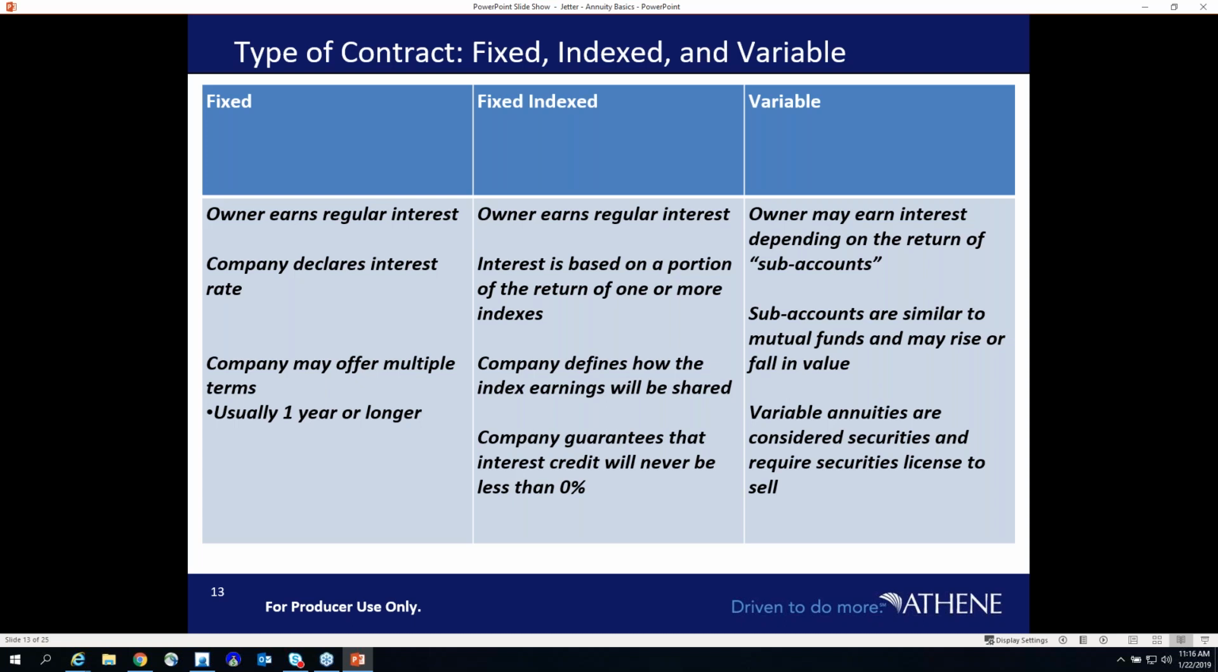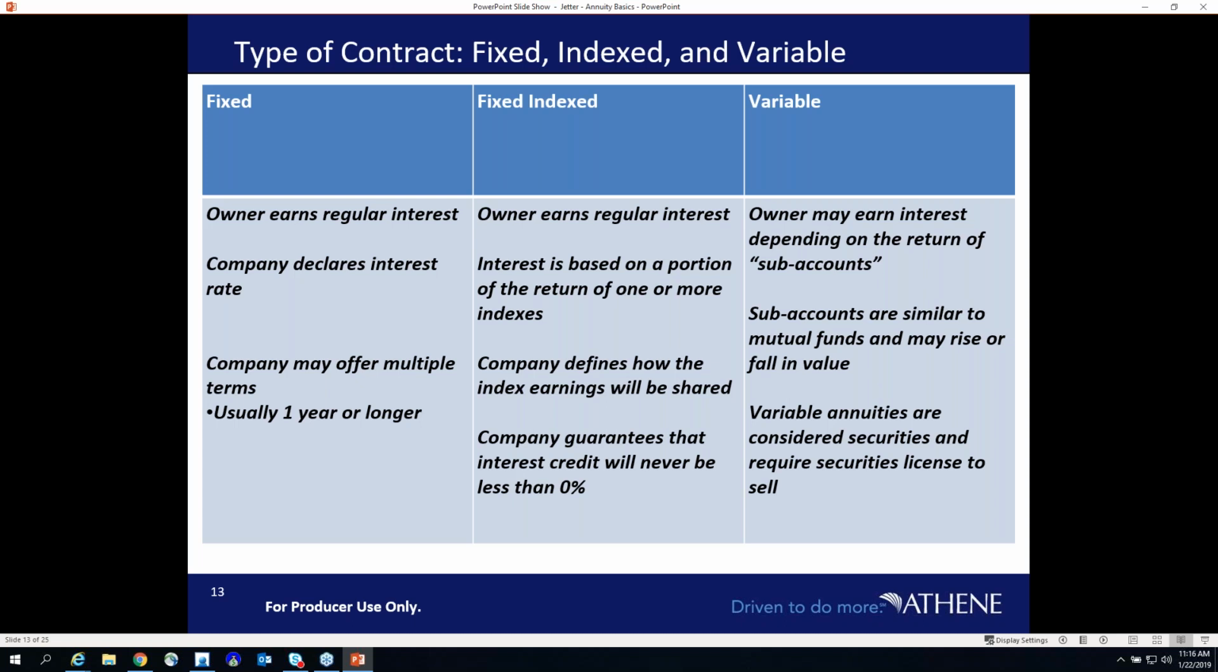For example, we have a 3, 5, and 7-year duration multi-year guarantee product at max rate. When your client gives us their premium, it's going to be guaranteed at that interest rate for either that 3, 5, or 7-year duration. Then we also offer fixed indexed annuities. This is where the client will have a little more potential to earn a higher interest rate.